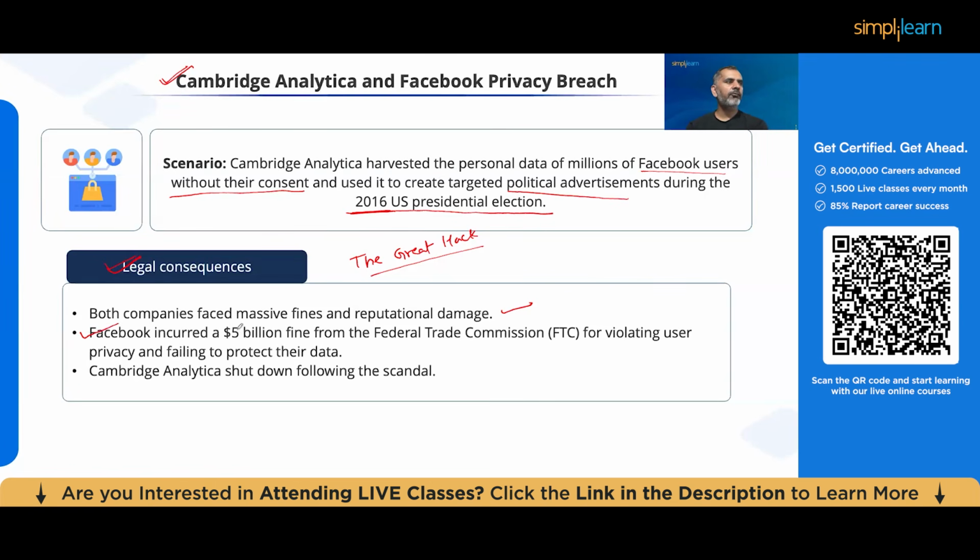Facebook incurred a $5 billion fine from the Federal Trade Commission for violating user privacy and failing to protect their data. And Cambridge Analytica shut down following the instruction. So that company was shut down even following that instruction. So now you see the legal consequences. You can be in a situation where you have to shut down your organization or your firm.